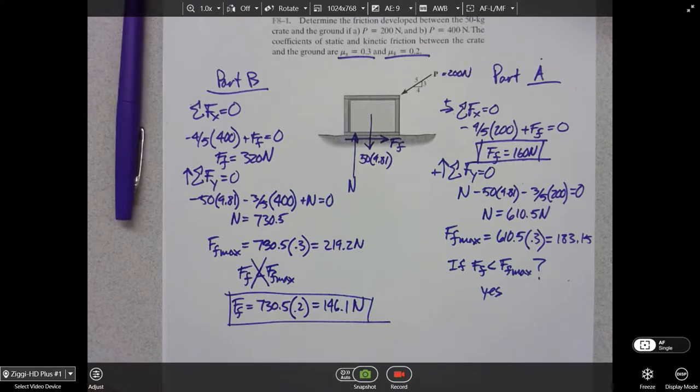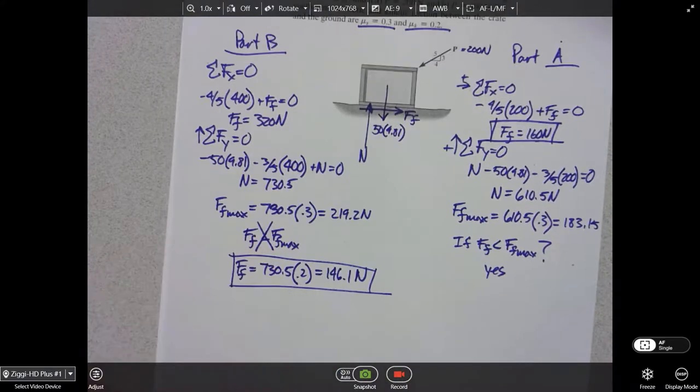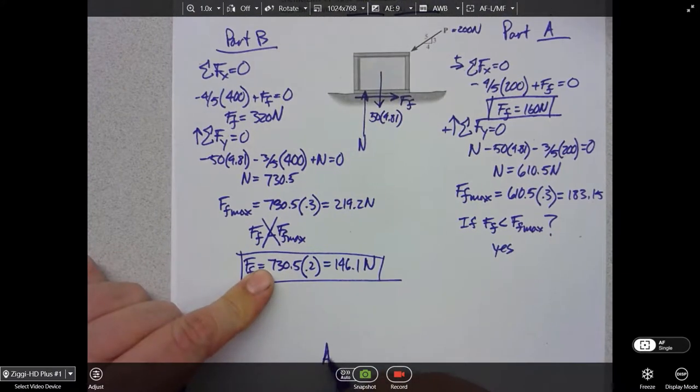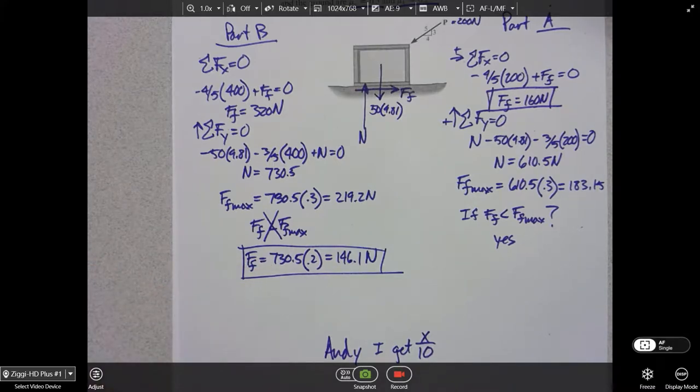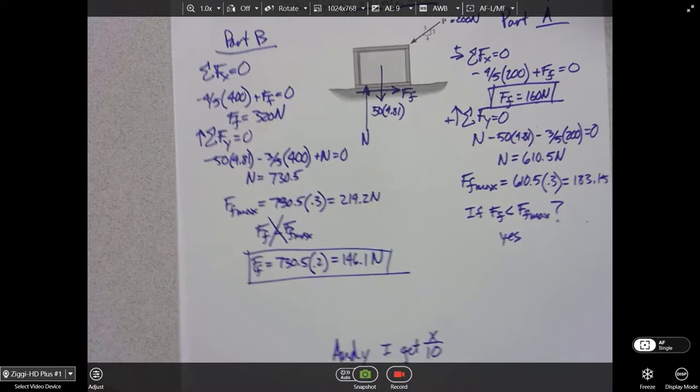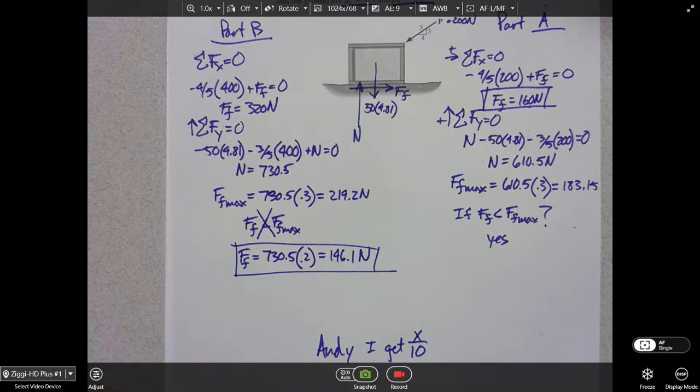Okay? Now, take your pen and say Andy at the bottom. I get X out of 10 points, where X is the value you want. And if you put in X, I'll try and put it in the gradebook for you. So I want you to tell me, how much of this do you understand? Do not put no. Four-letter words over 10. Okay?